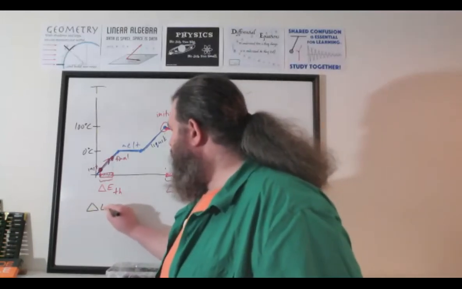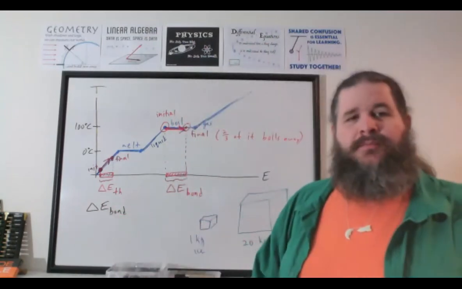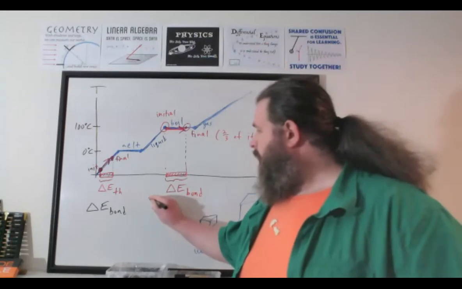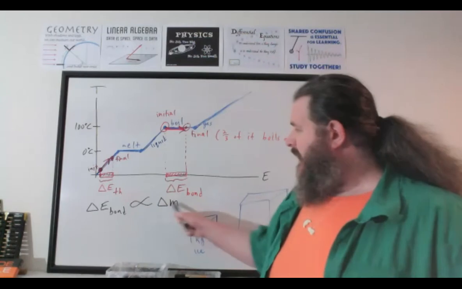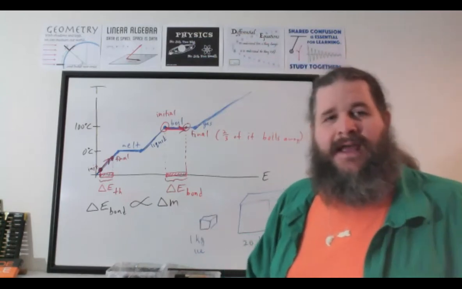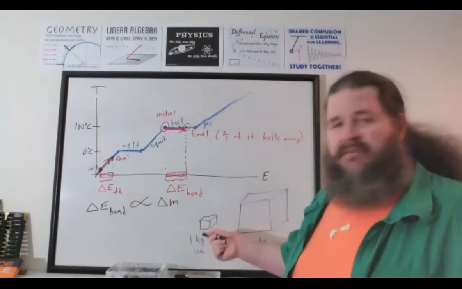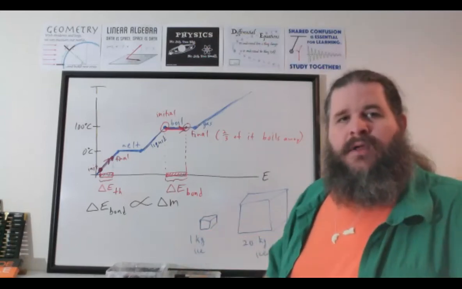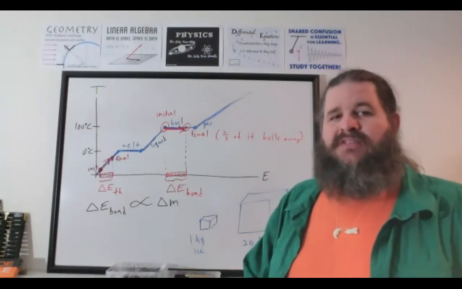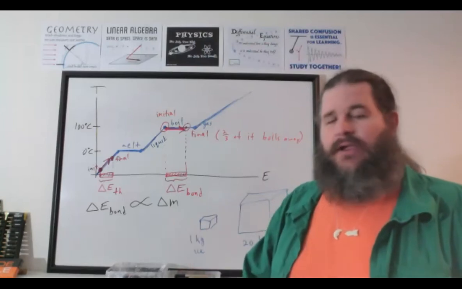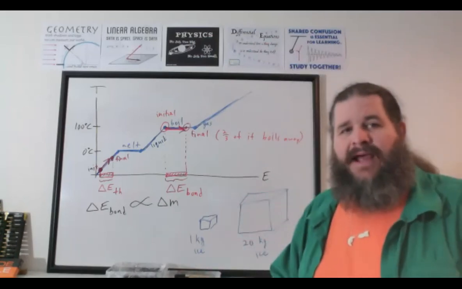The delta energy bond, that is how much energy it takes to melt that object, should be proportional to, and we usually write this as delta M, in the sense of how much mass is changing phase, the change of the amount of mass. And of course, the 1 kilogram of ice becomes 1 kilogram of liquid water. So there's no change in the total amount of H2O that we're dealing with, but we are changing how much of it is solid versus how much of it is liquid. So that's what the delta M signifies here, a change in how much mass is in each phase.